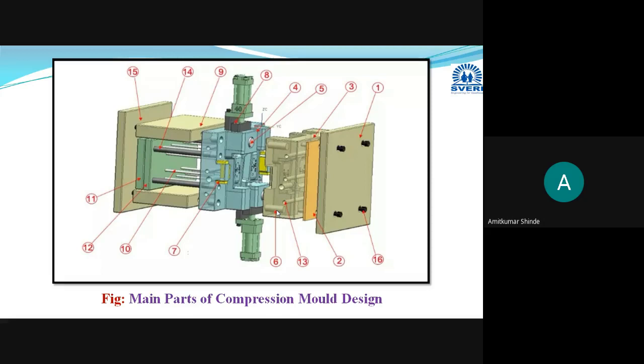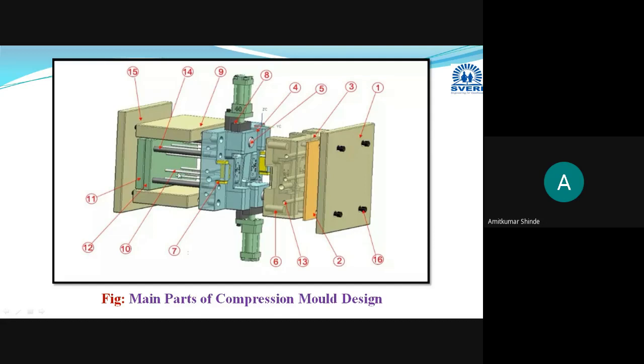Okay, this is the core pulling system. And then these are the spacer blocks, this one and this one. This is the spacer block. It will help you to increase the height of the ejection system, and according to that you can adjust the ejection system as per your need.